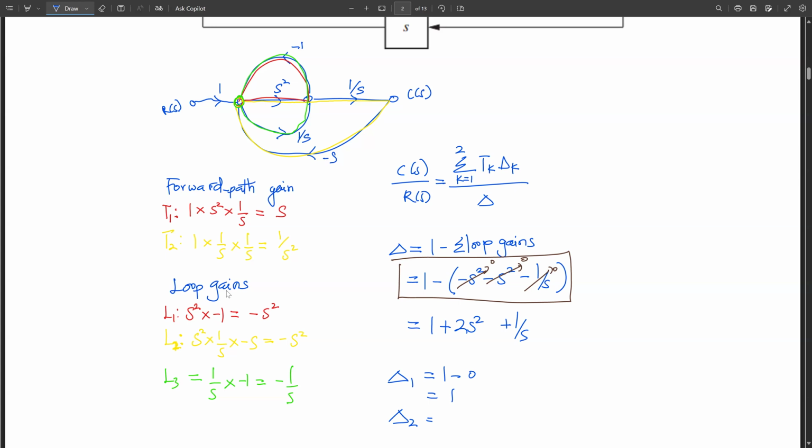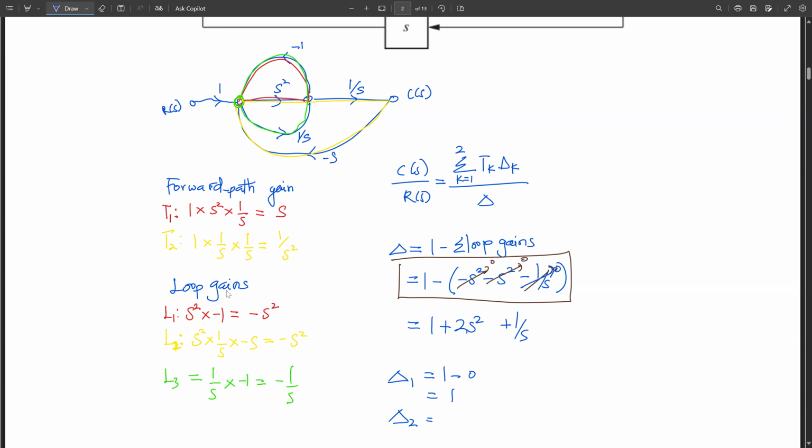Now for delta sub 2, you look at the second path, which in our case is from here, then it traces the side, then it goes to the output, right? So you take note of all the loops touching the second path and then you take them out. From the looks of things, you can see that the green loop has a common node with the second forward path, right? So we take it out.